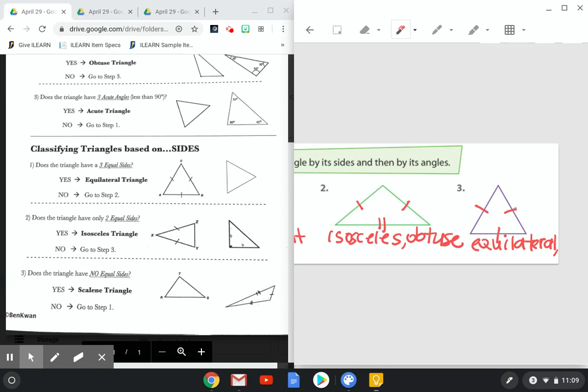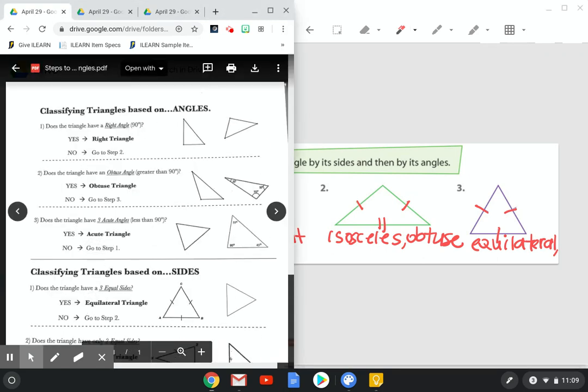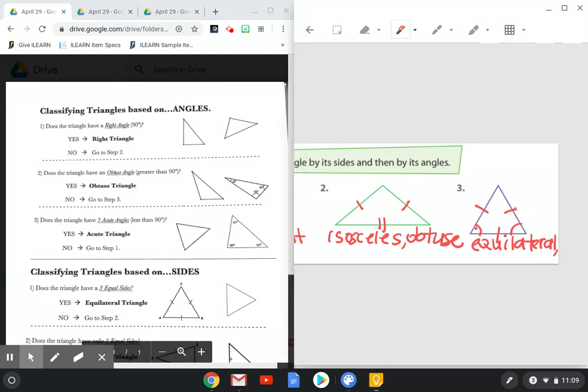And now I'm going to classify by angle. Does the triangle have a right angle? Nope, it doesn't have a right angle. I don't see any squares in any of my angles. So no, I go to step 2. Does the triangle have an obtuse angle that is greater than 90 degrees? Well, here are my 3 angles. Those all look like they're definitely smaller than a right angle, which would be that. So none of them are obtuse because they're smaller than 90 degrees. So then I'm going to go to step 3.